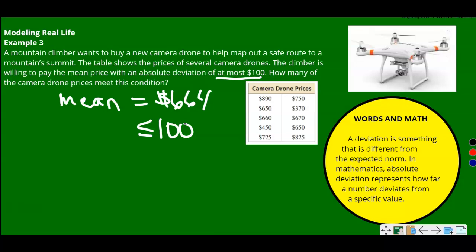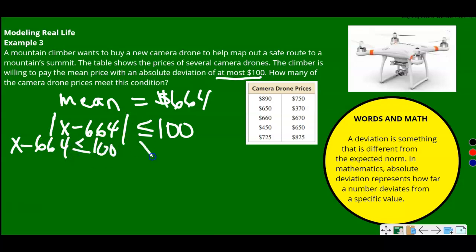So if X is the price the climber is willing to pay, we can say X minus the mean, $664. And we know that value is going to be less than or equal to the absolute deviation, which said he's willing to go $100, basically either way of the mean. So let's set this up and solve. We're going to have X minus 664 less than or equal to 100, and X minus 664 greater than or equal to negative 100.